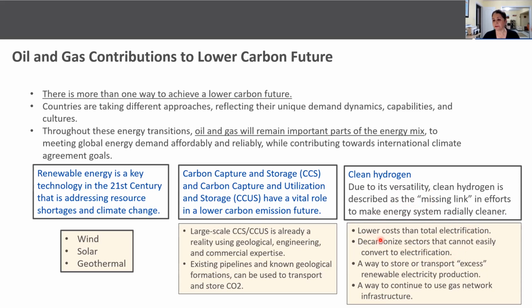Hydrogen has lower costs than total electrification. There are sectors that you cannot decarbonize, or it is not easy to decarbonize with electrification. So hydrogen might be a good solution. And there are ways to store or transport excess renewable electricity production. So if you have excess energy from wind or solar, you can convert it to hydrogen and then store it. And it's actually a way to continue to use the gas network infrastructure. So all the natural gas and gas infrastructure that we have can be used, maybe with some modifications, for hydrogen.